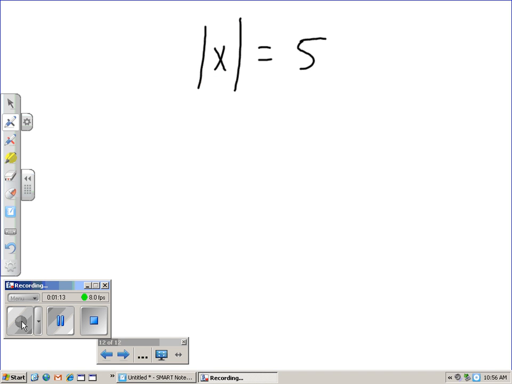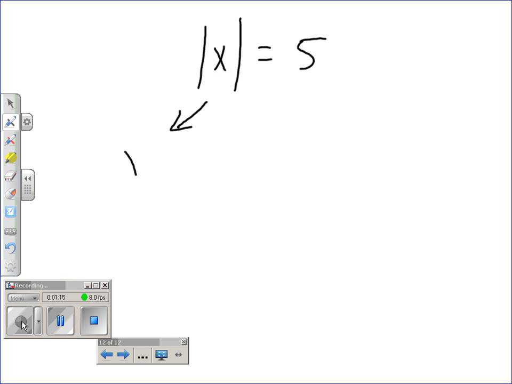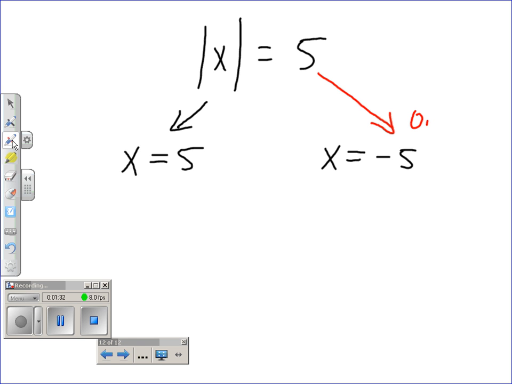Now, what's the pattern for setting up my answer? Well, I could say x equals 5, just as it's written. I just dropped the absolute value brackets. Or x equals negative 5. Now, what did I change? All I changed was 5 changed to its opposite, negative 5. So our second situation is going to be the opposite of our first situation. Our first situation is just as it's written, drop the brackets. Our second situation is just as it's written, but change that number to its opposite.